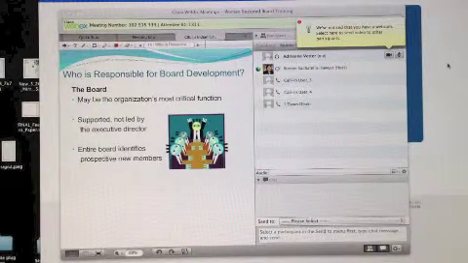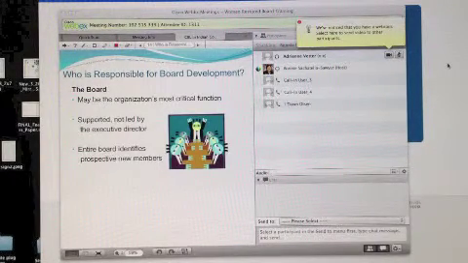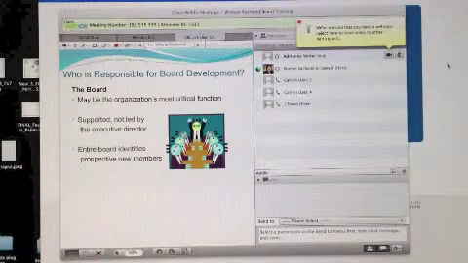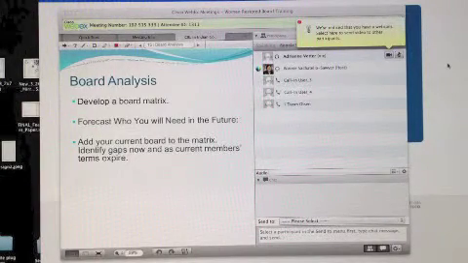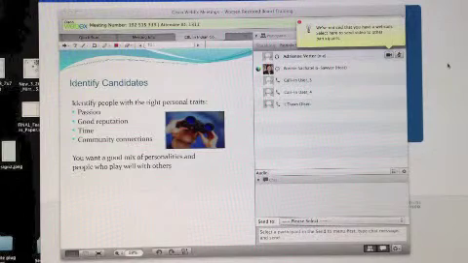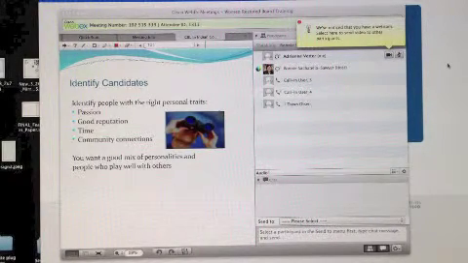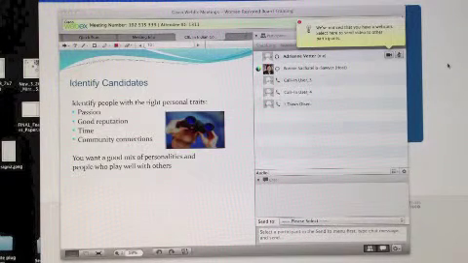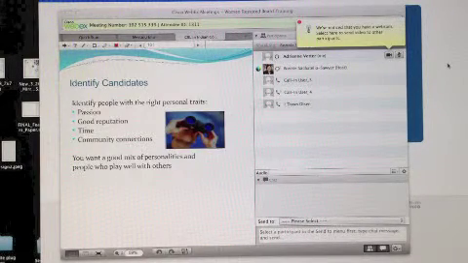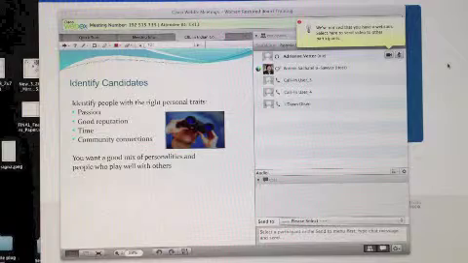Supported, not led by the executive director, and the entire board decides who new prospective leaders will be. And just like everything else, you want to identify board candidates that really have the right personality for this work, good reputations, they have the time to do it, and community connections.